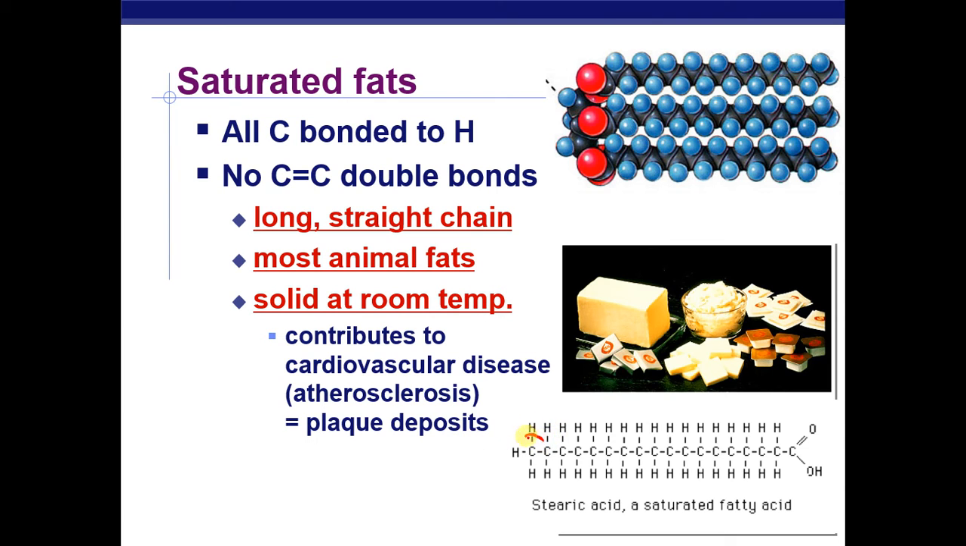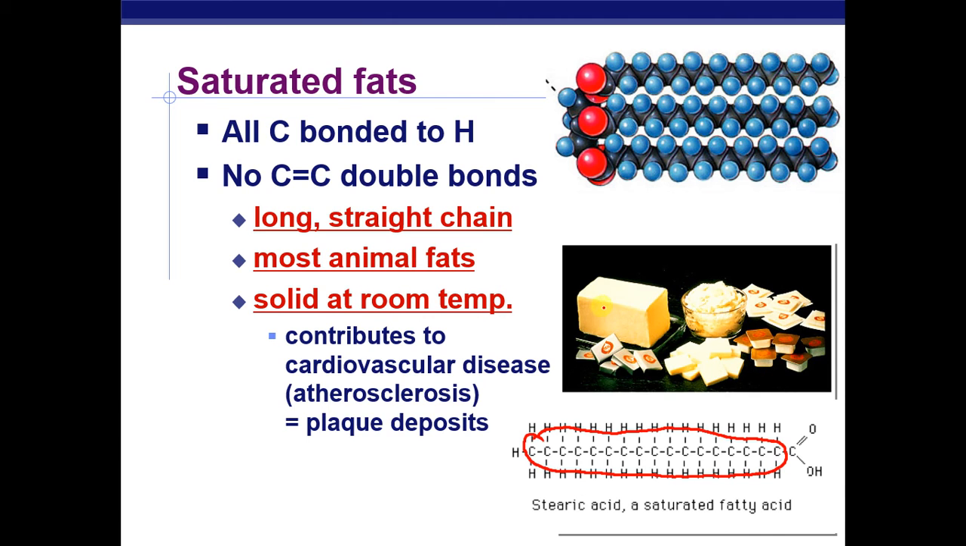So look down here. This is stearic acid. It's a saturated fatty acid. All of the carbons are joined by single bonds. There are no double bonds. Because there are no double bonds, it is a long straight chain. And long straight chains can pack together really well. That's why most saturated fats are solid at room temperature, like butter or animal fat.